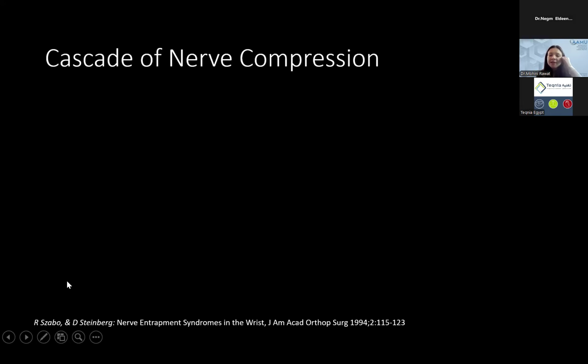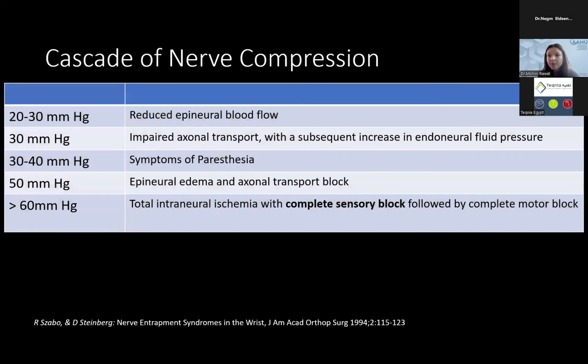So this is the cascade of nerve compression. This is well studied in carpal tunnel. We know it for carpal tunnel, we don't know it for other sites. But if these are the pressure measurements, and the pressure is between 20 to 30 millimeters of mercury, there is reduced epineural blood flow.